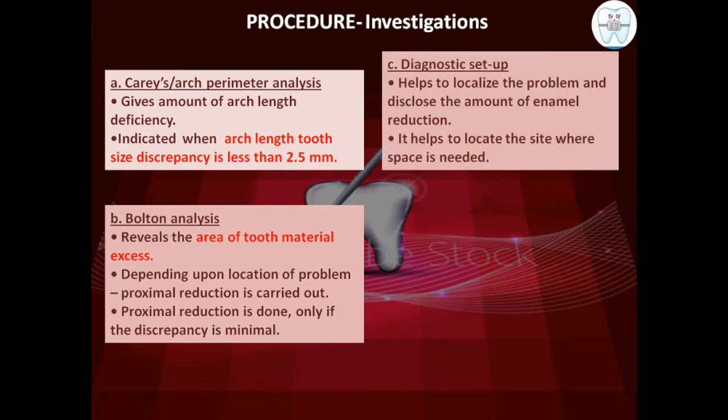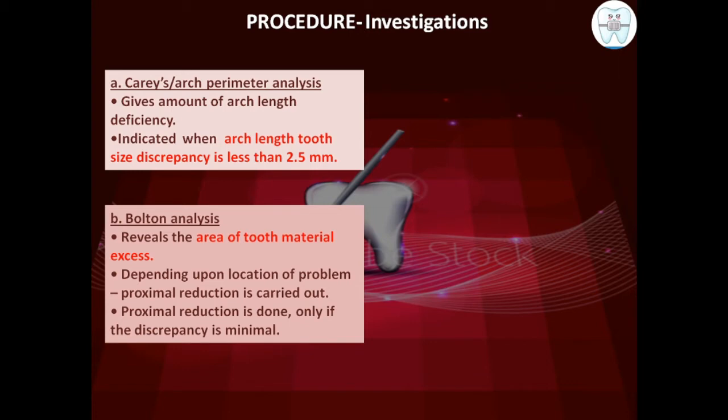Next is Bolton's analysis. It reveals the area of tooth material excess. Tooth material excess कितना है वो बताएगा Bolton's analysis. So depending upon the location of problem, the proximal reduction could be carried out. Proximal reduction is done only if the discrepancy is minimal. अब KDs बताता है कितना amount of deficiency है, Bolton's बताता है कहाँ पे deficiency है.